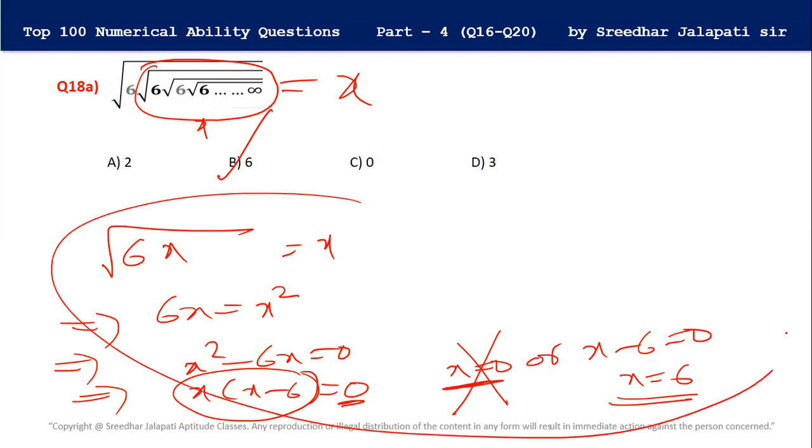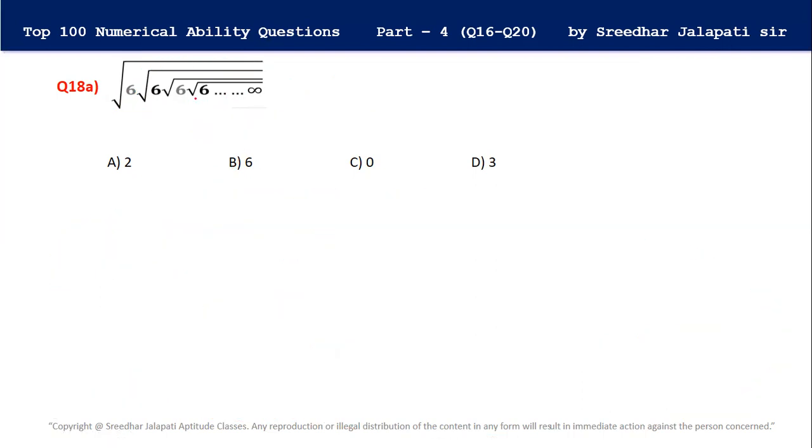This is the actual method. The shortcut is in this format: if the same number repeats an infinite number of times under the root, then the number itself is the answer.